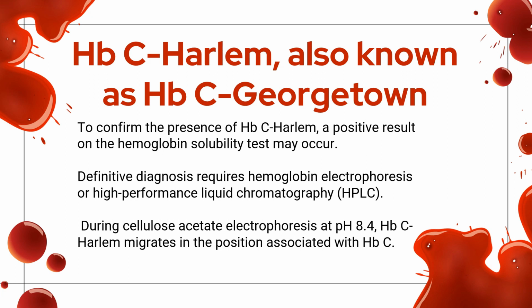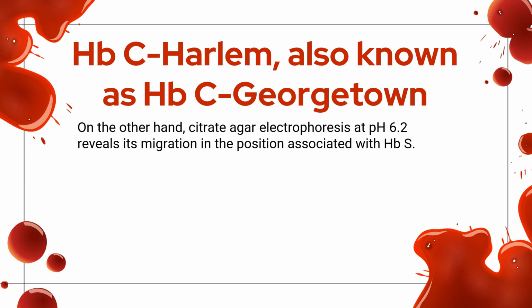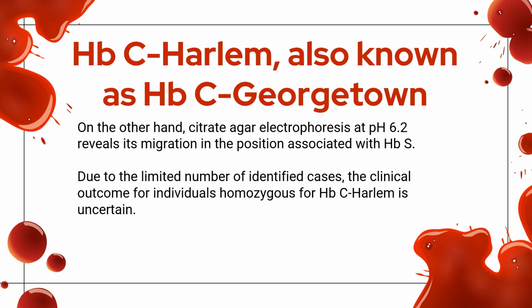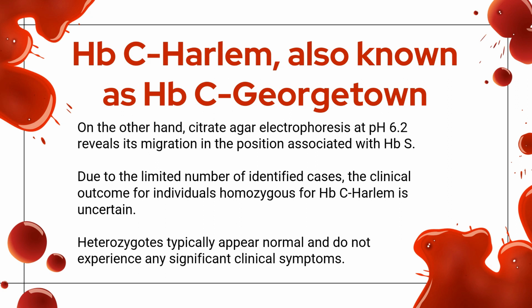During cellulose acetate electrophoresis at pH 8.4, hemoglobin C-Harlem migrates in the position associated with hemoglobin C. On the other hand, citrate agar electrophoresis at pH 6.2 reveals its migration in the position associated with hemoglobin S. Due to the limited number of identified cases, the clinical outcome for individuals homozygous for hemoglobin C-Harlem is uncertain. Further research is needed to fully understand the implications of this abnormality. However, as mentioned earlier, heterozygotes typically appear normal and do not experience any significant clinical symptoms.